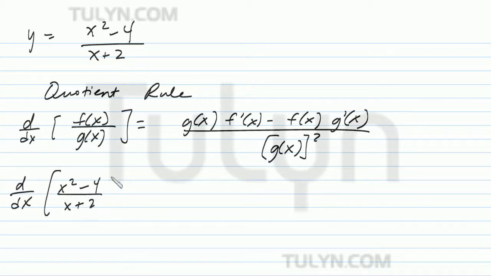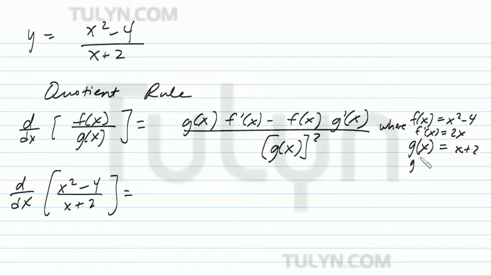by x plus 2 equals derivative of, go ahead and label what f of x and g of x is equal to, where f of x is equal to x squared minus 4, f prime of x is equal to 2x, g of x is equal to x plus 2, g prime of x is equal to 1. So go ahead and plug in.